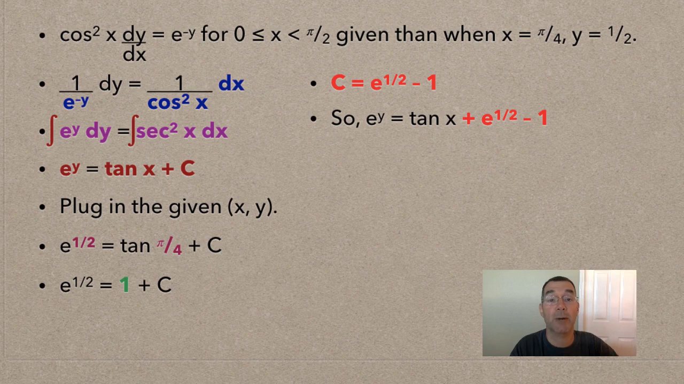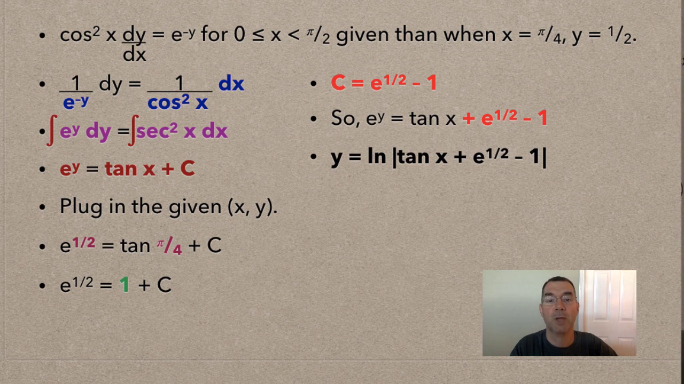But remember, I'm solving for y, not e to the y. So I've got more work to do. y is going to equal the natural log of the absolute value of tangent x plus e to the 1/2 minus 1. All right, so that is how we solve differential equations by separating the variables.